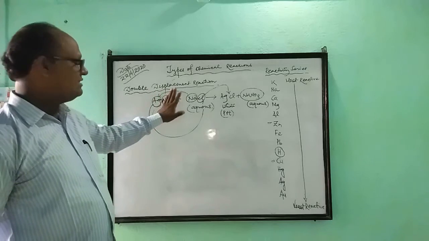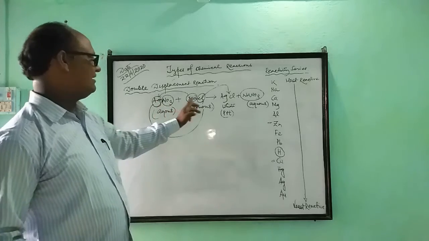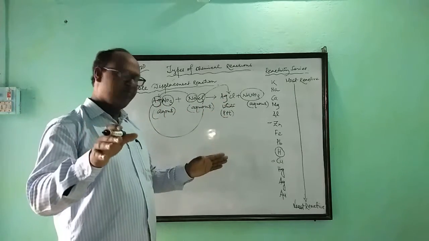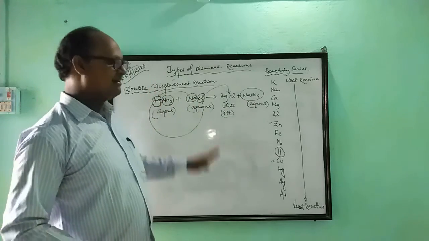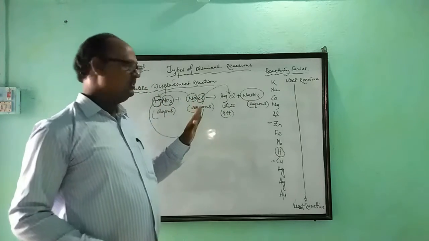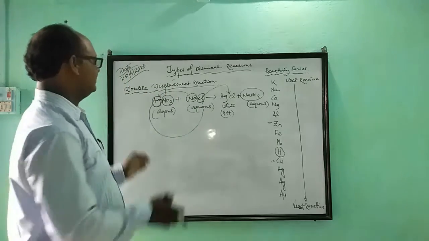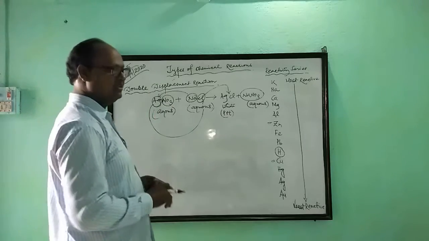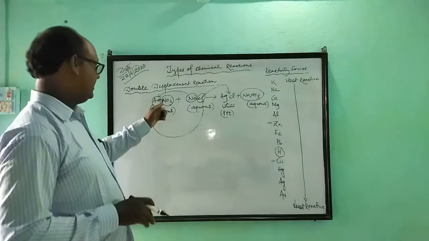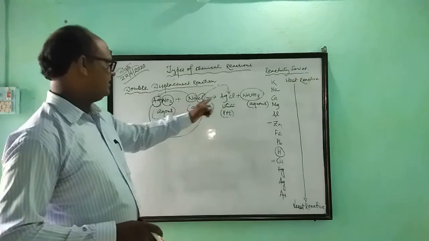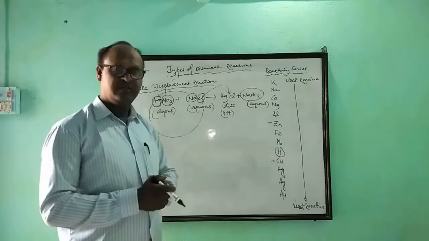Here, in the reactants there are two compounds, AgNO3 and NaCl. In the products there are also two compounds, AgCl and NaNO3. But the properties of the reactants and products are different. That is why it's a chemical reaction. And double displacement because two types of displacement take place here. AgNO3 to AgCl, NaCl to NaNO3. Okay, this is called double displacement reaction.